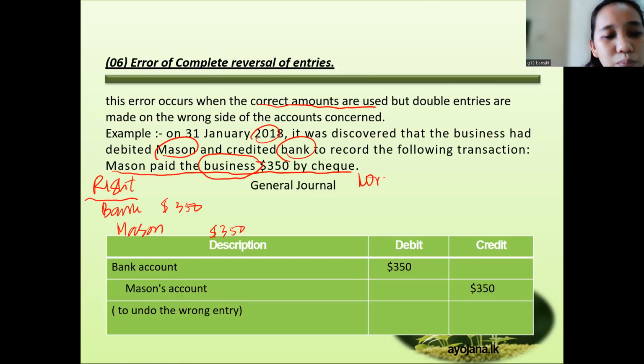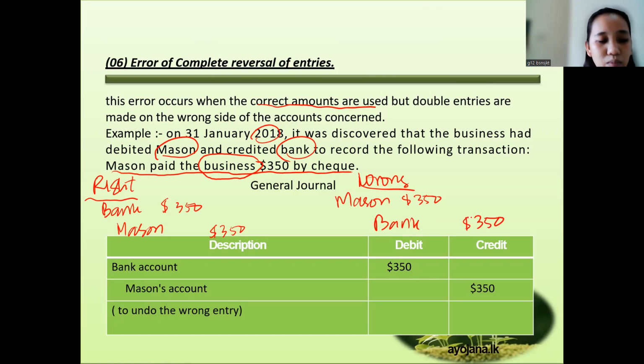But we recorded this one wrongly. We put that the business has debited Mason. We put Mason on the debit side 3,050, and then bank on the credit side 3,050. Okay, remember the first time I told you that in order to delete, we put on the opposite side. So the first one, we need to undo the wrong entry. So this is the wrong entry. So we are making bank and Mason.